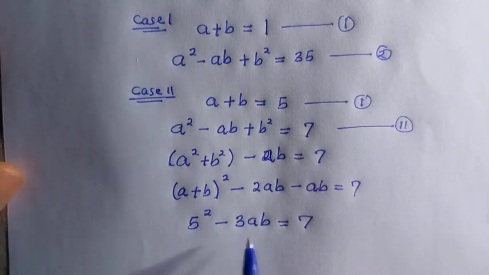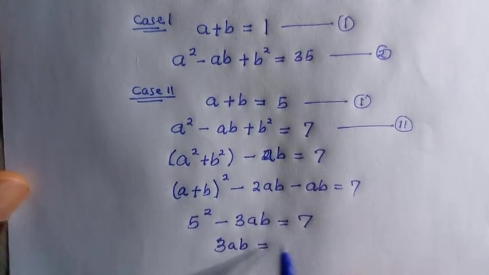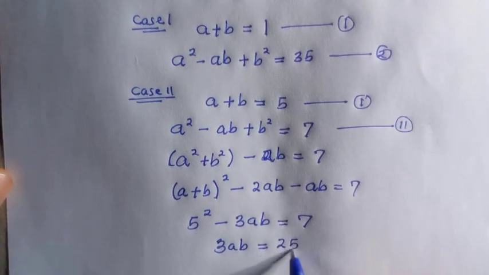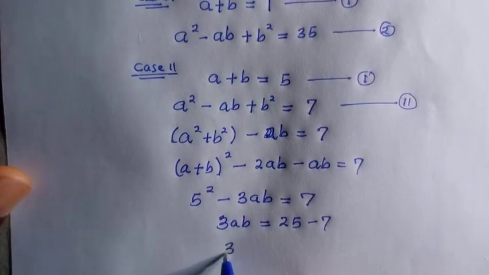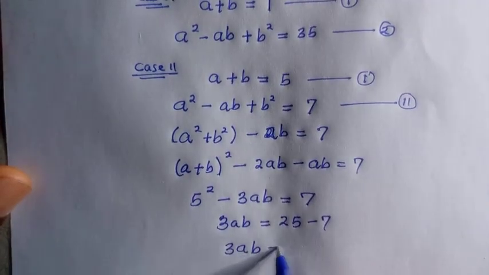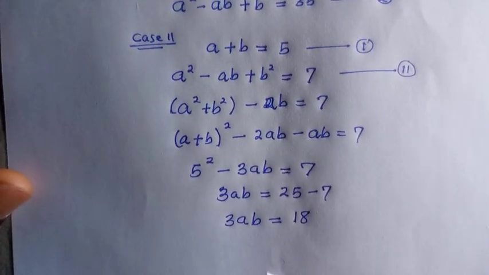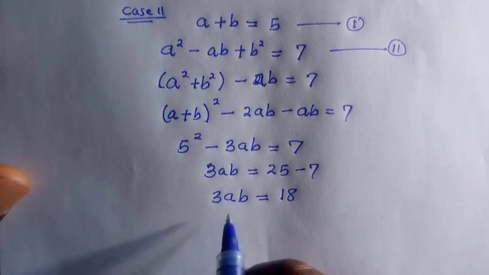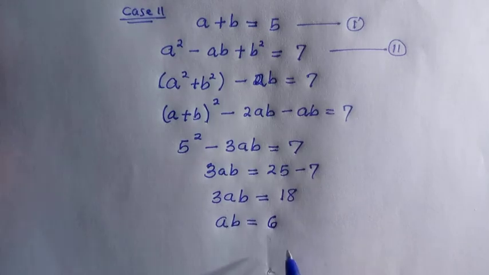Now when we transfer this, we have 3ab equals 5 square, which gives us 25, and 25 minus 7 gives us 18. So we have 3ab equals 18. Then when we divide both sides by 3, we get ab equals 6.